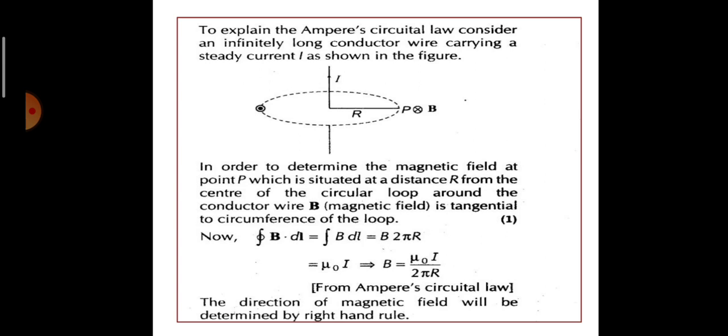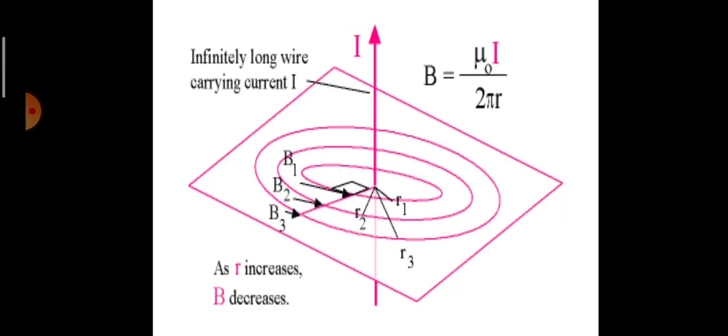This must be equivalent to mu 0 I according to Ampere's circuital law. Hence, we can write magnetic field B is equivalent to mu 0 I by 2 pi r. The direction of magnetic field can be determined by using right hand rule. So the shape of the magnetic field lines will be concentric circles around this infinitely long wire carrying current I. And we know as r increases, that is radius of the circular loop increases, magnetic field decreases.